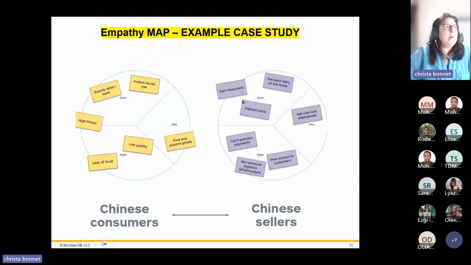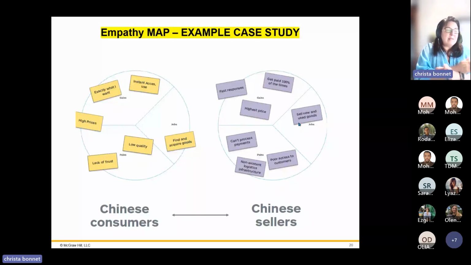If they can get higher prices, fast responses, and 100% paid on time, what jobs don't they have time or resources for to sell new and used goods? Okay, for them that is a gap. What pains do they have? Those are the purple stickers: they can't process payments, they have issues with logistics and infrastructure, and they have poor access to customers.